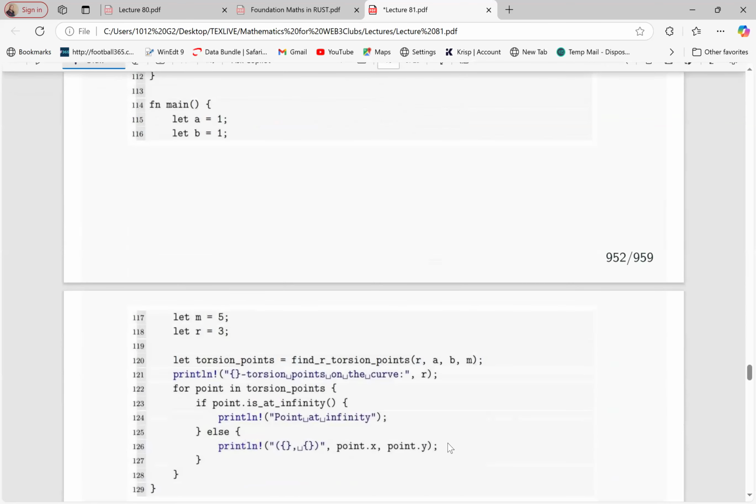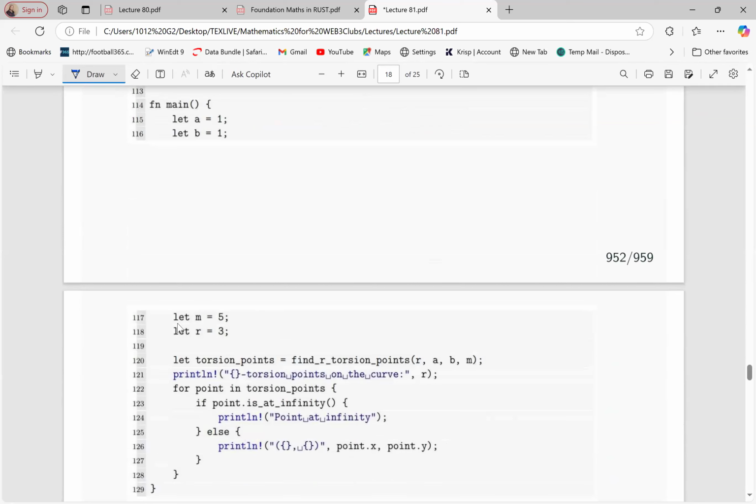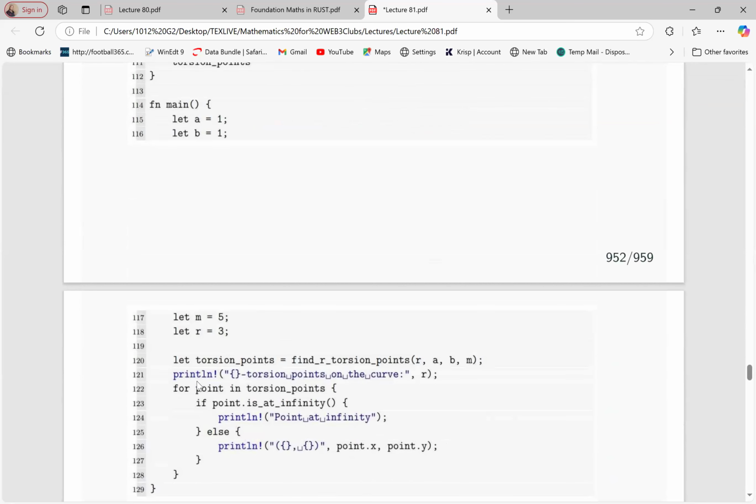Then, of course, you have the main function. The main function is just assisting us, asking for this. We want it to print for us the torsion points. Of course, we are giving it the parameters of our elliptic curve. We're telling it that the x coefficient is A1 and B is 1, our mode is 5 in this case, and our R is 3 in this case.